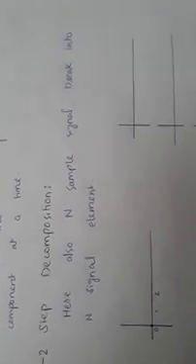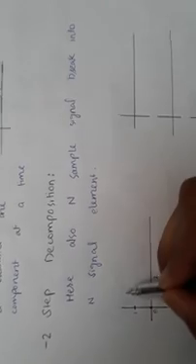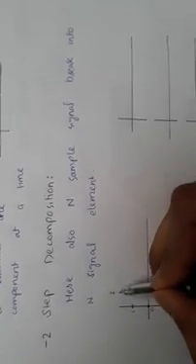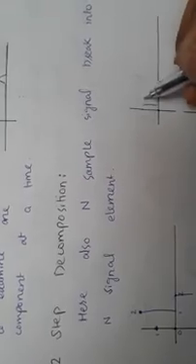So in step decomposition, here also an n sampled signal breaks into n signal elements. Suppose we have a signal like this, so suppose at 0 its amplitude is 1, and at 1 its amplitude is 2, and at 2 we take its amplitude as -1. So when we decompose it, at first, its amplitude at 0 is 1, so we take 1 like this one, and so on.